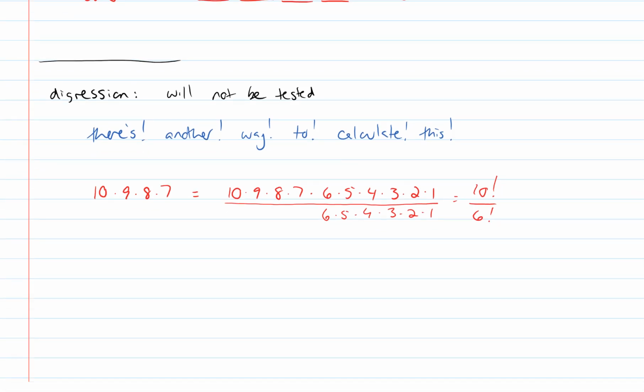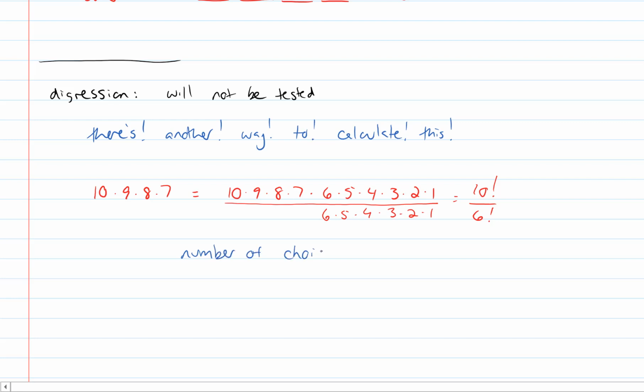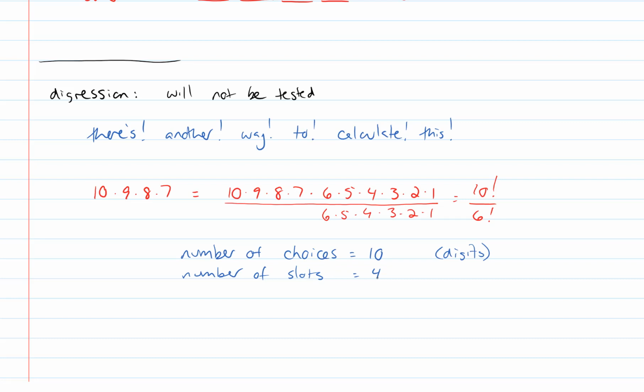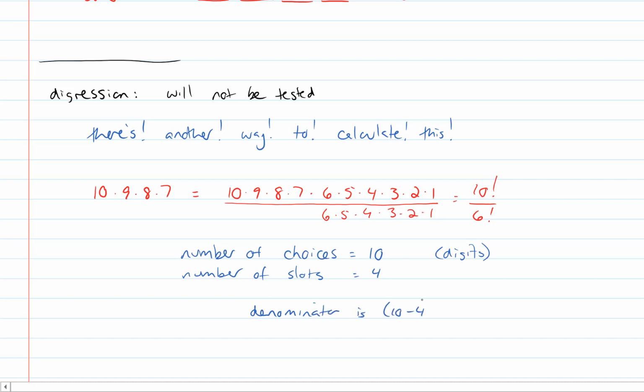Where the number of choices that we had was 10. We had 10 digits, so that's the number of digits, and the number of slots that we were trying to fill is 4. And then the numerator is just the number of choices taken as a factorial, and then the denominator is 10 minus 4 factorial.